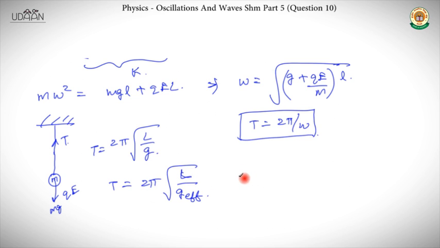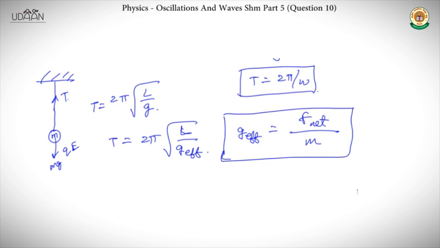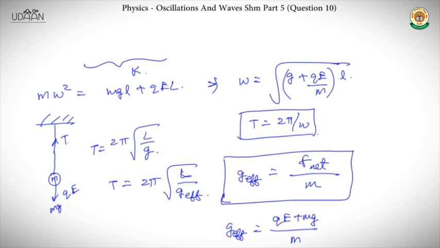Yeah, right. And G effective can be written as F net by M. If we use this shortcut here, F net is nothing but QE plus mg, divided by M. This is G effective. So we get the same thing again.